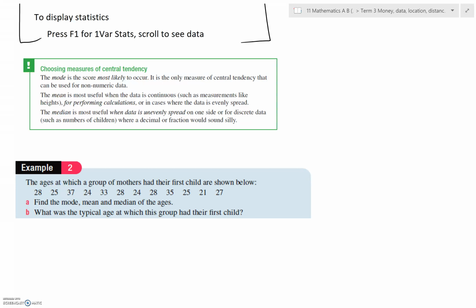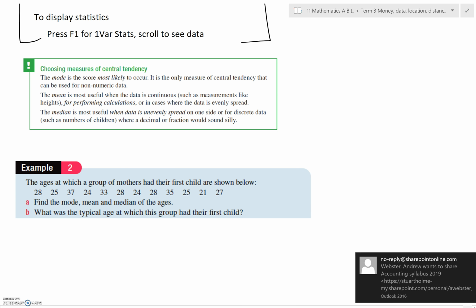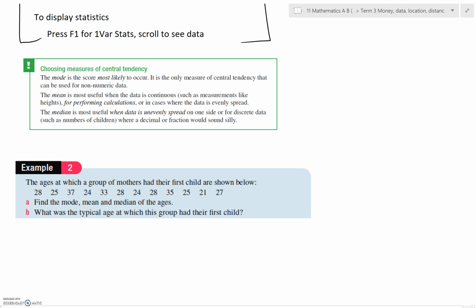The mean is commonly used a lot. You would have seen it used a lot. It's done when you're performing calculations, where data is evenly spread, it's a good choice. Median is more useful when data is unevenly spread. So that means you've got a lot of your data on one side and maybe a few on the other side. So maybe numbers of children, it's suggested here. Well, numbers of children, it's talking about that when you're working with discrete data.